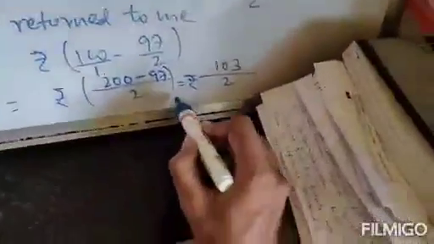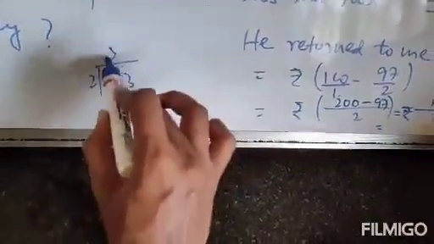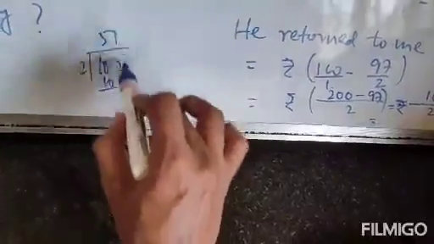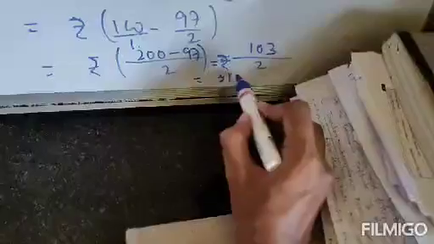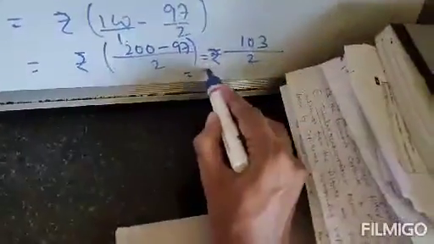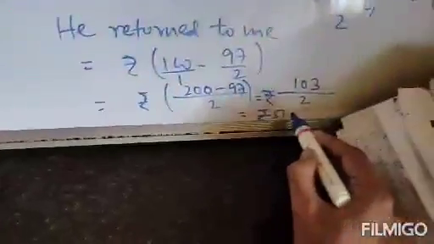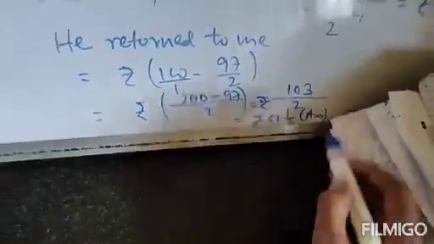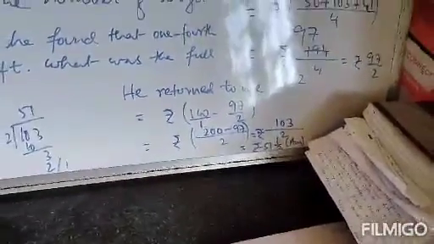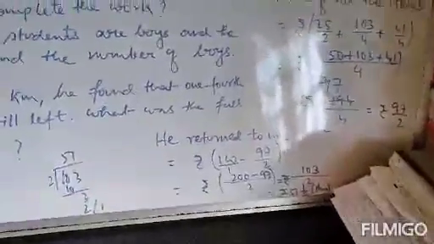So convert it into a mixed fraction. So 103 by 2, 2 5s are 10, 3, 2 1s are 2, that is 1. So 51 rupees is the quotient, and the remainder is 1, so the remainder will be in the numerator, 1, and the divisor 2 will be in the denominator. So rupees 51 and 1 by 2 is the answer.